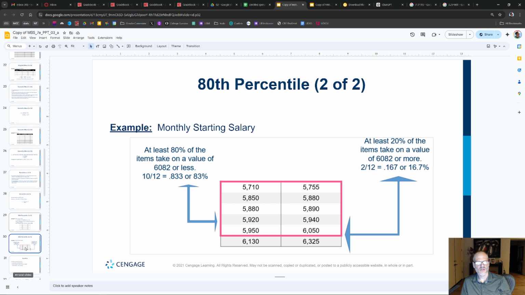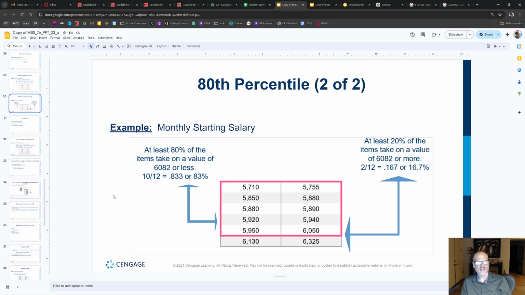And so here's a description of that. And it says, at least 80% of the items take on a value of this or less, right? So that's 10 over 12, which is 83%. 10 over 12, I'm not sure what the 10 over 12 is doing there.